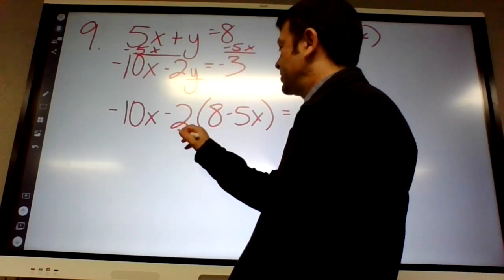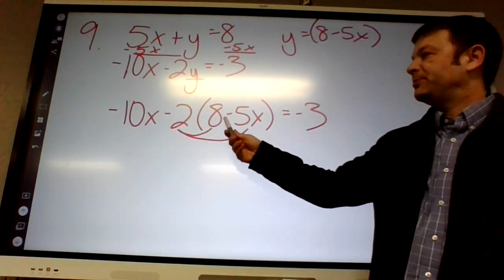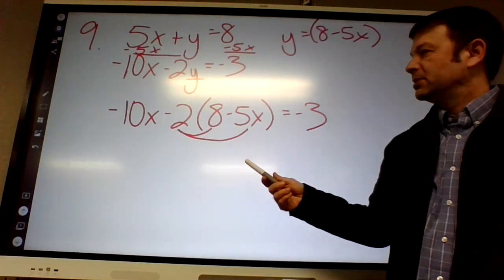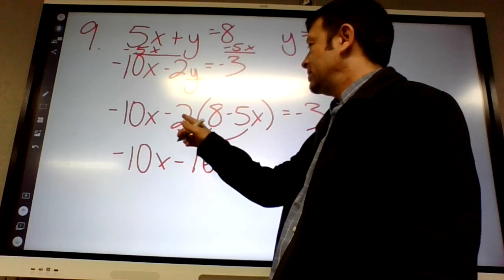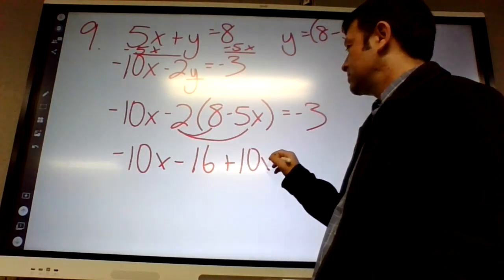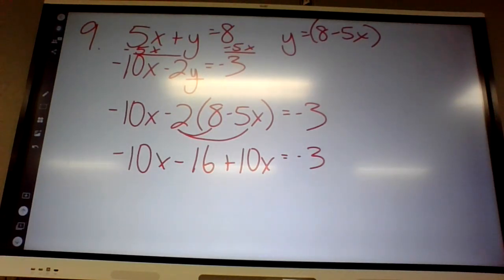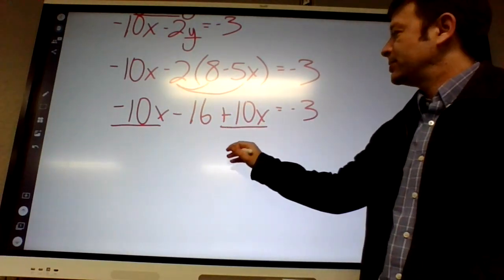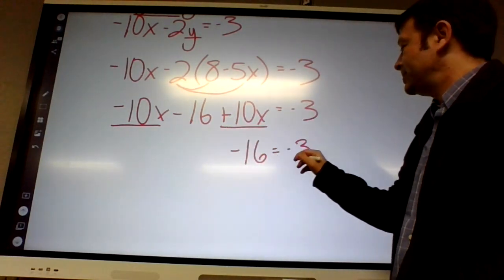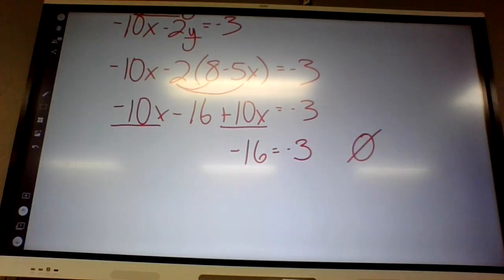Okay, I think a lot of you still get this wrong. You need to think of that as a negative 2 times both of these. So it's negative 10x, negative 2 times 8, negative 2 times negative 5. A lot of people would put negative 10x or maybe even minus something wrong. Okay, anyways, what's happening? Those cancel out. So we get negative 16 equals negative 3, which means no solution. No common solution.